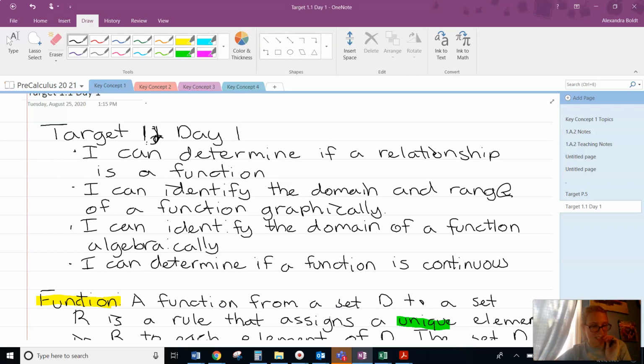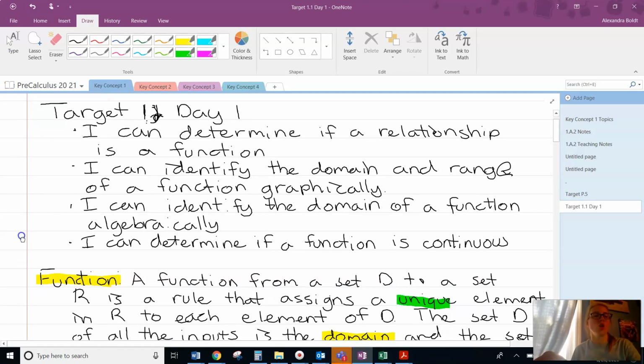So what we're going to learn today in this video is I can determine if a relationship is a function. I can identify the domain and range of a function graphically. I can identify the domain of a function algebraically, and I can determine if a function is continuous.